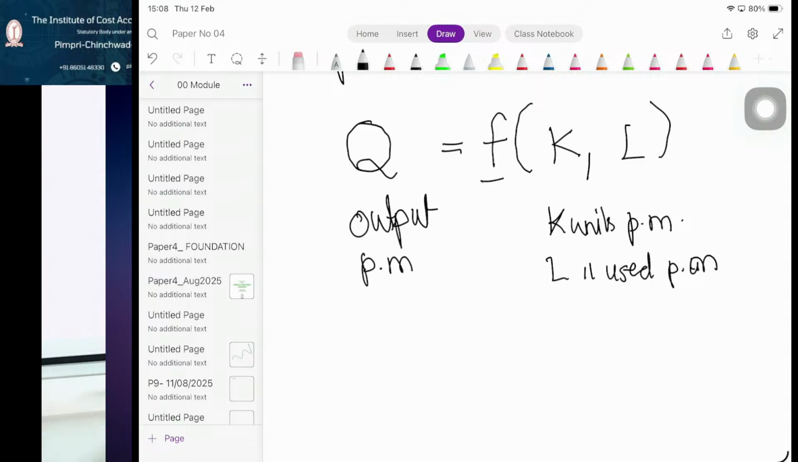Okay, and this F represents what you may call a production function. So it is kind of giving you what would be the maximum output for a given set of inputs. Okay, did you have time to write this down? Can I proceed?